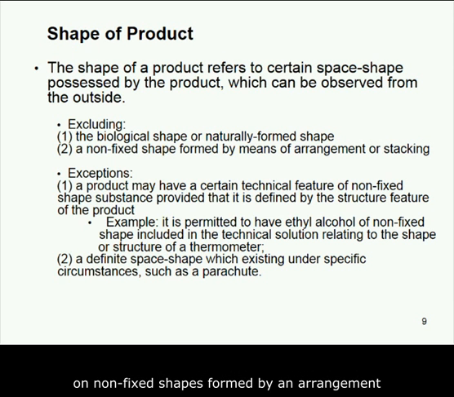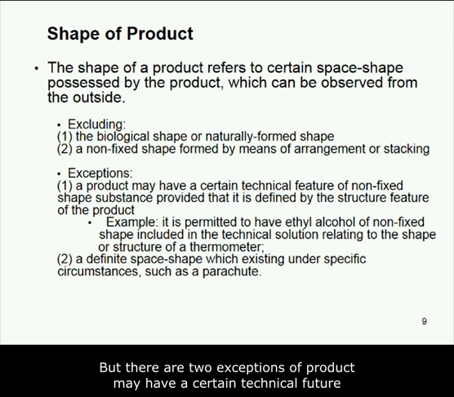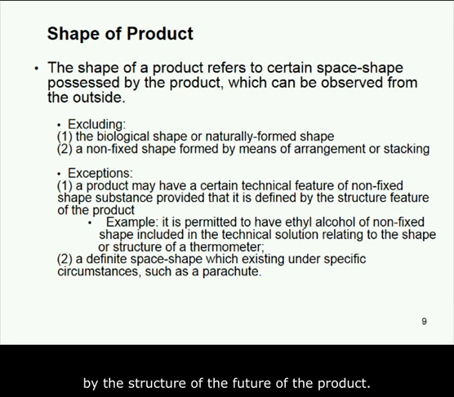Also, a non-fixed shape formed by means of arrangement or stacking cannot be considered as the shape of product either. But there are two exceptions. A product may have a certain technical feature of non-fixed shape substance, provided that it is defined by the structure of the feature of the product.